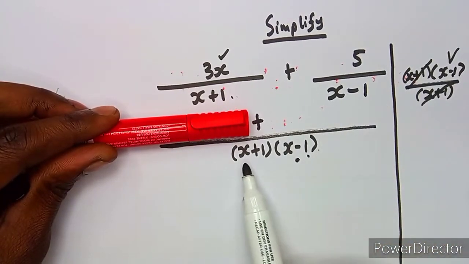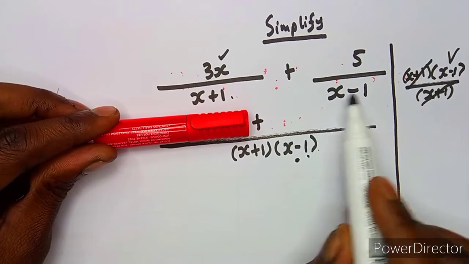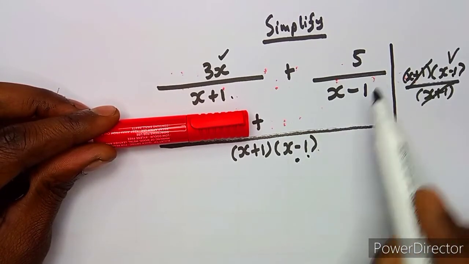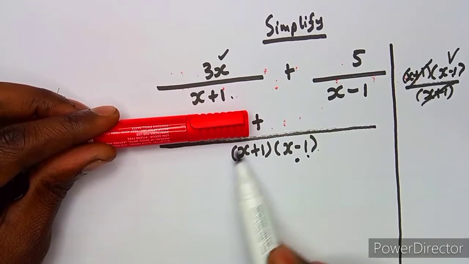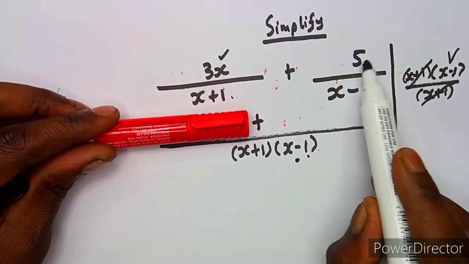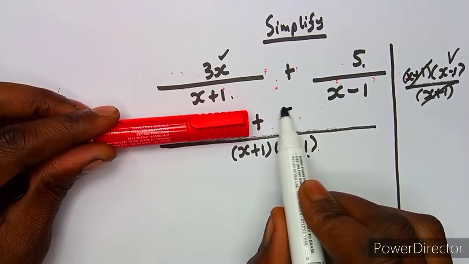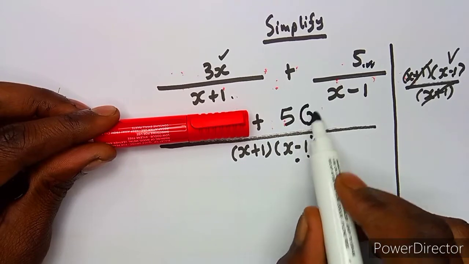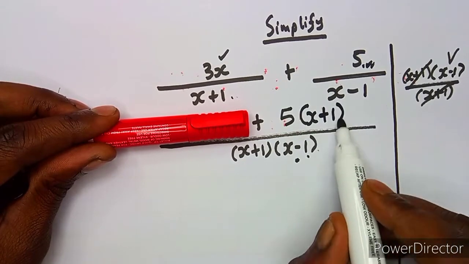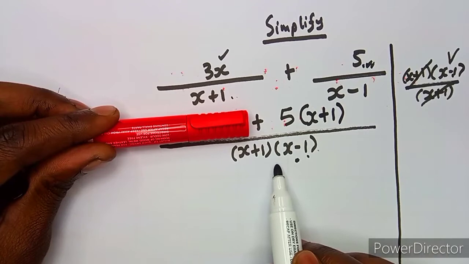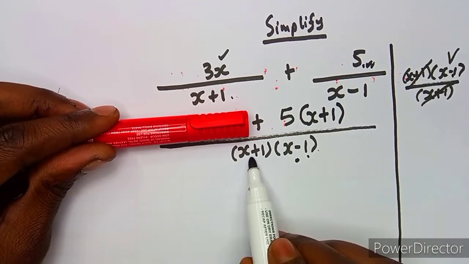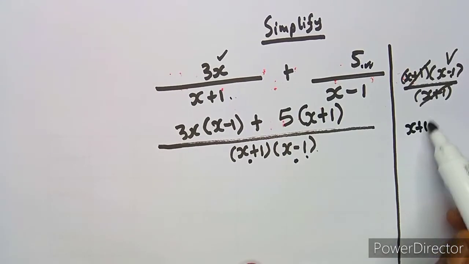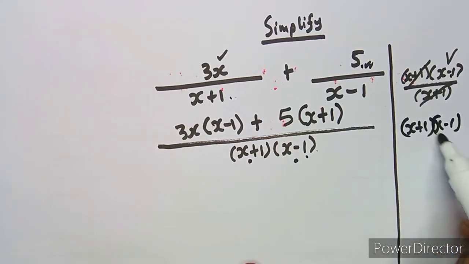Now at this stage, it's the LCD divided by this x minus 1. As you can see, x minus 1 will cancel. You're going to be left with x plus 1, which will be multiplied back to the numerator here. So it's 5 times this part, which is x plus 1. As you can see, this part and this part are the same, so they cancel each other. You remain with this: x plus 1, x minus 1.